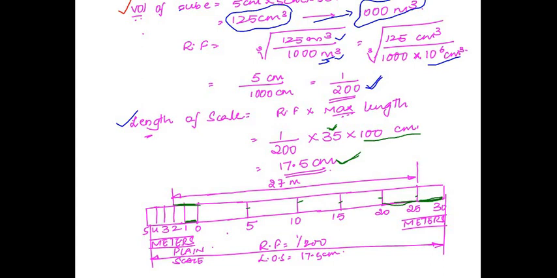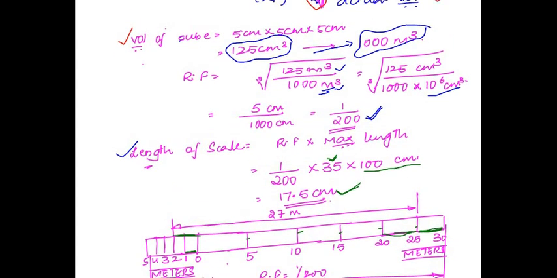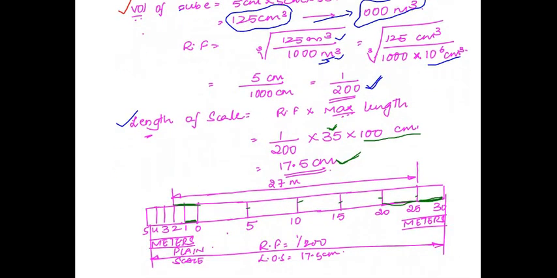This is very, very simple. So we have to find out the representative factor, length of scale, and using that length we will construct the scale, and then we will divide into parts as per the given question. So on a plane scale we can represent or show a unit and its immediate subdivision. That's all. If you want further divisions, we may have to go for either the vernier scale or the diagonal scale, which we are going to discuss in the next classes.